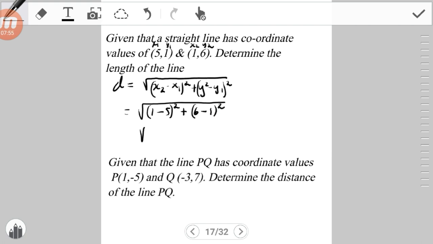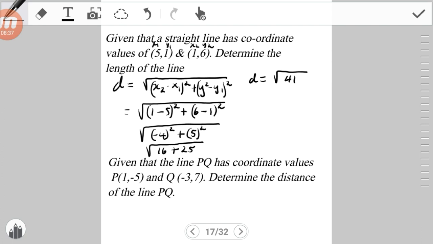Okay, that simply now equals the square root of 1 take away 5, which is negative 4, squared plus 6 take away 1, which is 5 squared. So this naturally works out to be, when you square negative 4, 16, and 5 squared is 25. If we proceed, we'll find that d is equal to the root of 41.